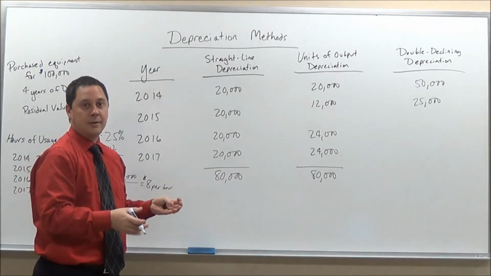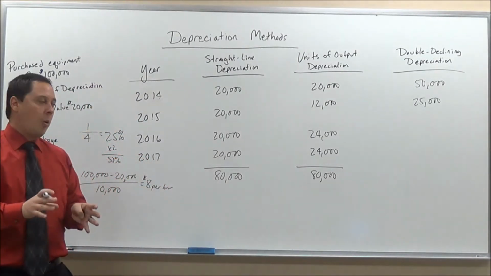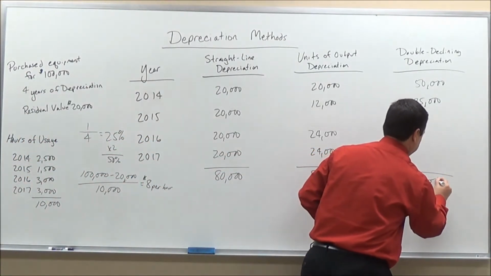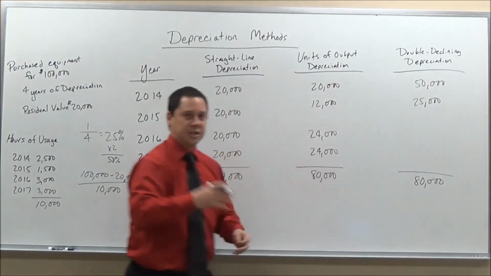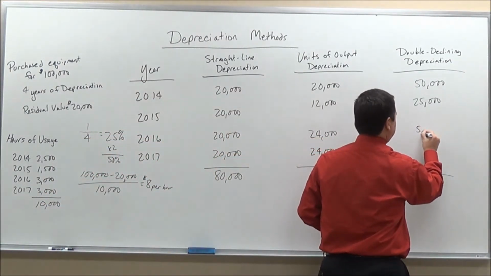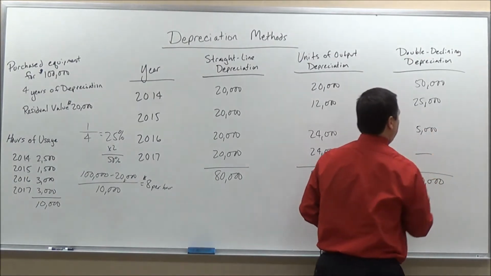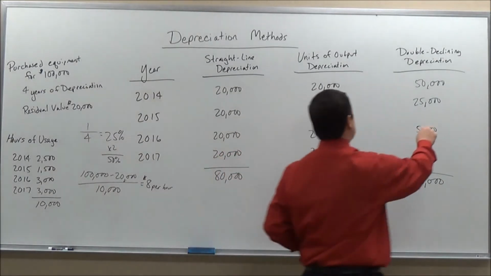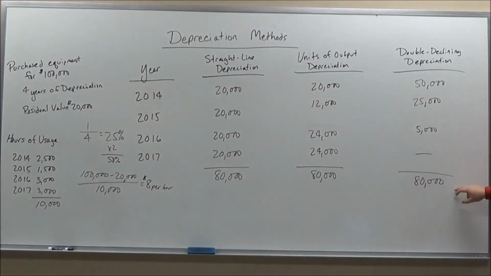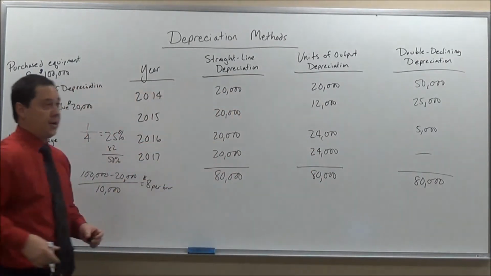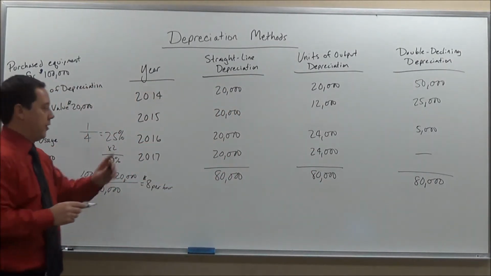So we take that by 50%. No, not really, because remember what we're stopping at right here is the $80,000 cap. We stopped at that point. So my last year here will be just the last $5,000 to get us there, and we won't have any in that last year. So as you can see here, we have $50,000 plus the 25 plus the 5 gives us $80,000. And that's how we come up with our depreciation using the double declining balance method here.